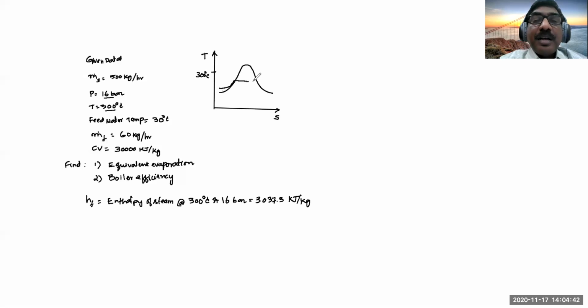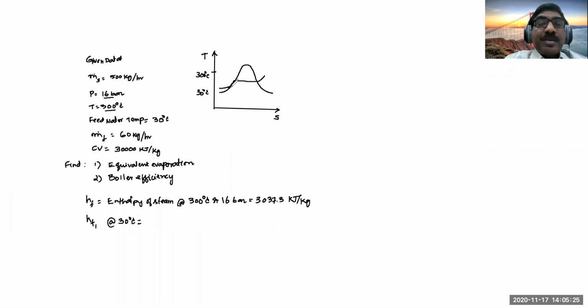The feed water is coming from somewhere, and then it is getting heated, and then it is getting evaporated and then superheated. So the feed water saturation temperature we have to see. What is the feed water saturation temperature? That is equal to the h_f1 at 30 degrees centigrade. The saturation temperature of feed water is at 30 degrees centigrade.